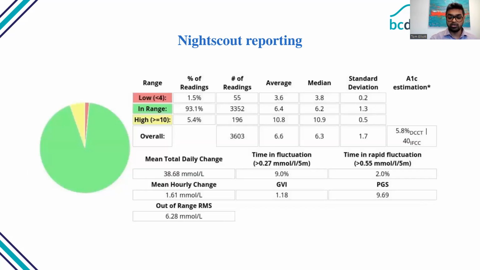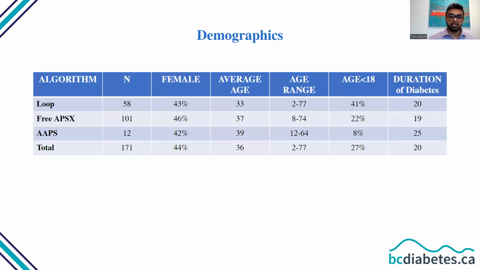Night Scout reports look very much like Clarity or Libre reports. The difference is that sugars can be traced indefinitely over days, weeks, months, and years. The BC Diabetes EMR has a direct Night Scout feed incorporated into the backend, making patient care seamless.